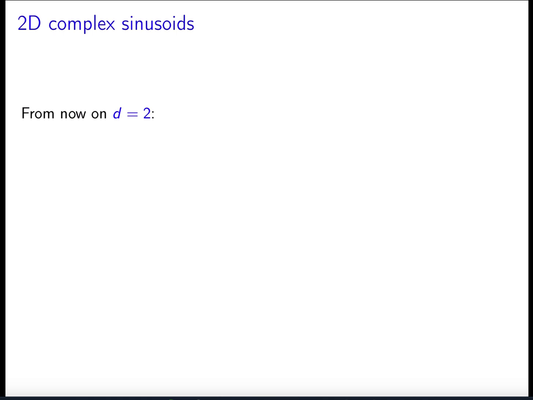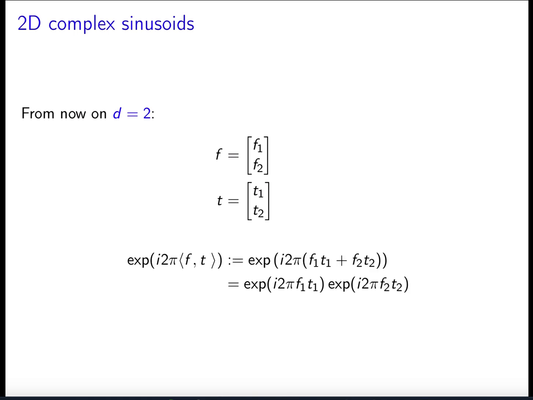So from now on, we're going to focus on two dimensions. The frequency will have two entries. This is a two-dimensional vector. The time index will have two entries. We already took a look at some 2D examples a moment ago when we were describing the multidimensional real sinusoids. So now when we consider a complex sinusoid in 2 dimensions, we can express it as just a product of two one-dimensional sinusoids that would be aligned in the direction of each of the axes.